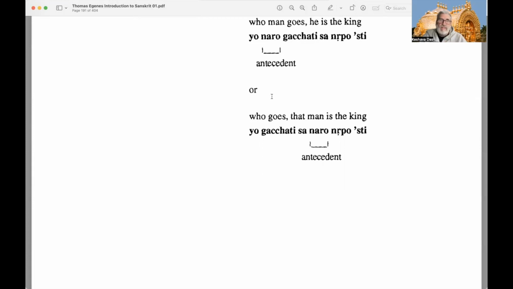This is a different sentence, right? But it means a similar thing. So where's the antecedent here? Naro is here, coming again after sa, which is a form of tad, right? Which means he.